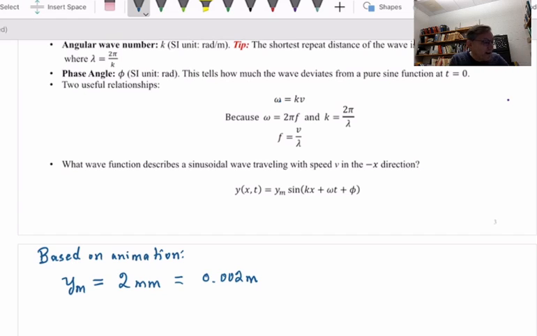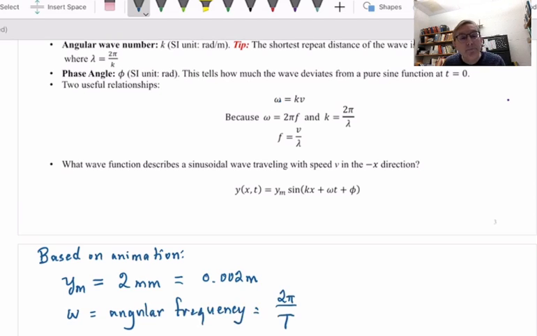All right. Next thing I want to do is estimate the angular frequency of the wave in radians per second, omega. How are we going to do that? Well, omega, angular frequency, is equal to 2 pi over the period. And the period is the repeat time, if you look at any piece of string, to go up and down and complete its cycle once.